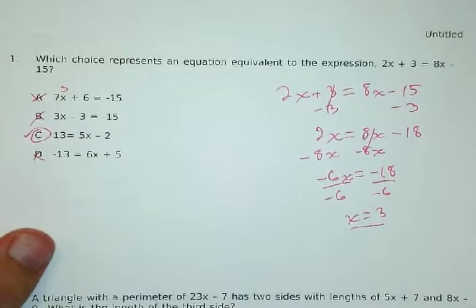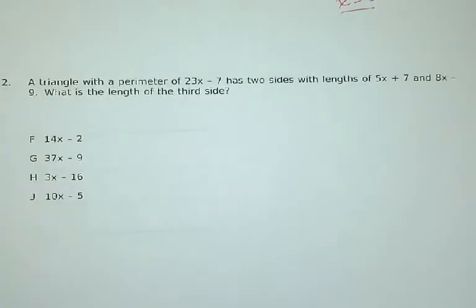Alright, let's look at the second one. Since a triangle with perimeter 23x minus 7 has two sides with lengths 5x plus 7 and 8x minus 9, what is the length of the third side? Okay, think about this, work it out, pause the video here, and then I'm going to work it out.